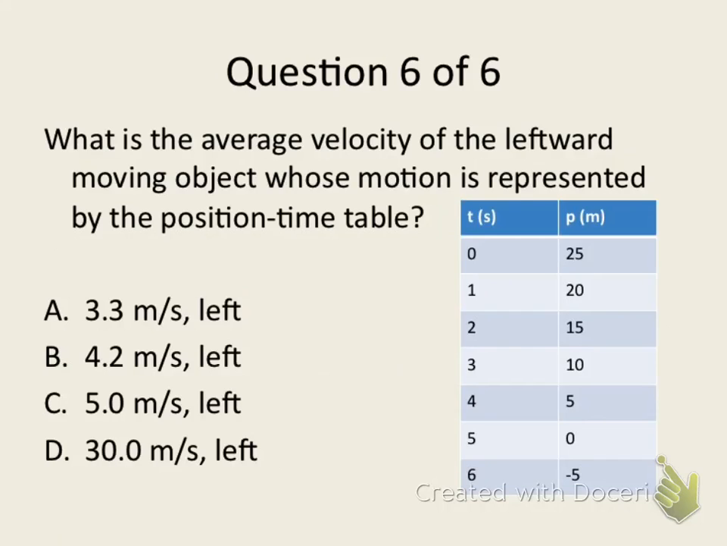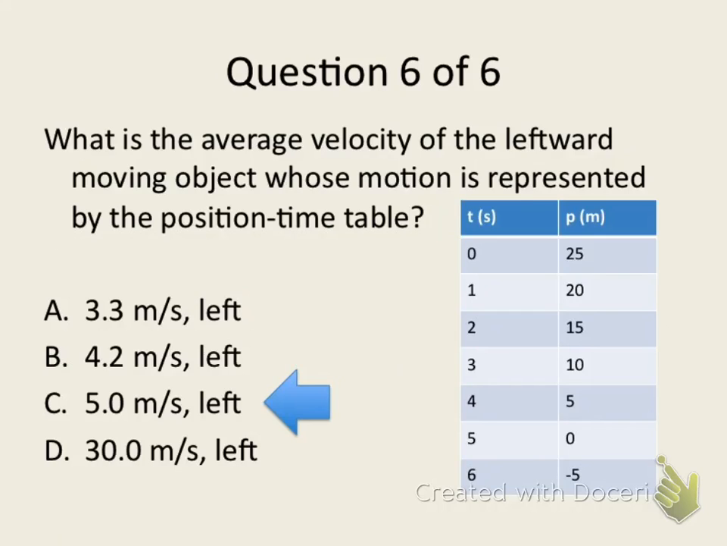Dante, what do you think? C? Very good. So let me just explain. This is the first chart we've seen. The question is asking for velocity. Velocity is equal to the change in displacement divided by time. Change in displacement: you start at 25 and you end at -5.